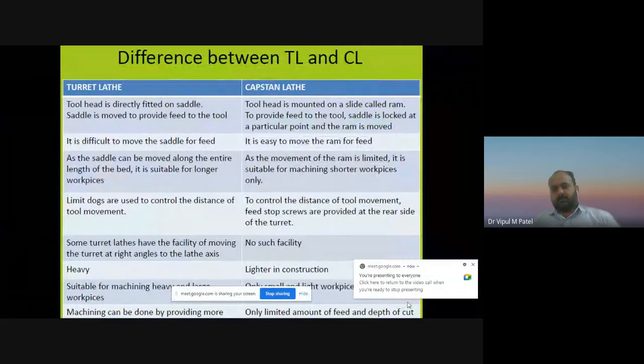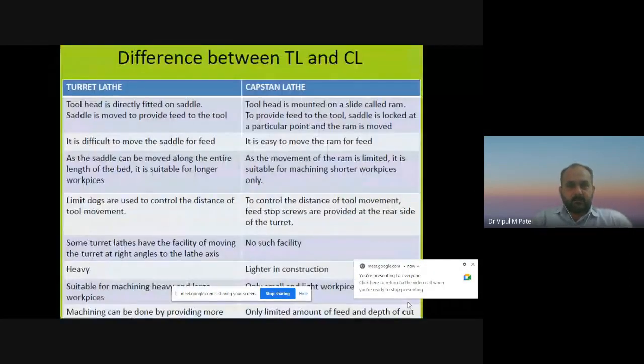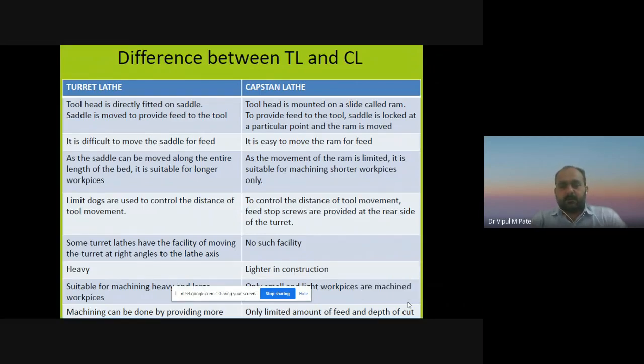Okay, in the previous lecture we already discussed the operation precautions of the lathe machine, right? So today we are going to learn about the difference between turret lathe and capstan lathe, and the two main operations of the lathe machine, that is taper turning and thread cutting. Today we will complete chapter number 2, metal cutting lathe. First of all, we are going to discuss the difference between turret lathe and capstan lathe.